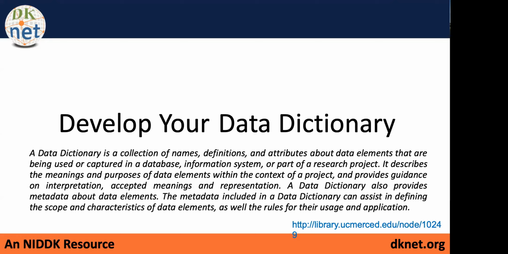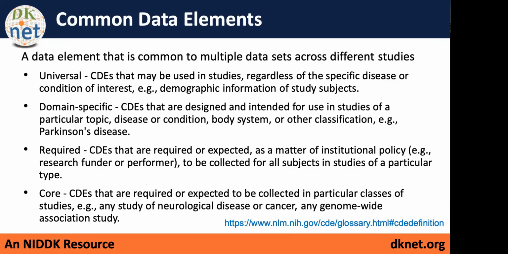So if you remember back earlier in the presentation, we had spreadsheets with columns that were named things that are slightly ambiguous. The data dictionary is really meant to take those ambiguous column names and make them something that is very well documented. And so basically it's providing the metadata about the data elements. And when you start dealing with data dictionaries, you're going to start hearing about common data elements. And so data elements can be common across multiple data sets and different studies.